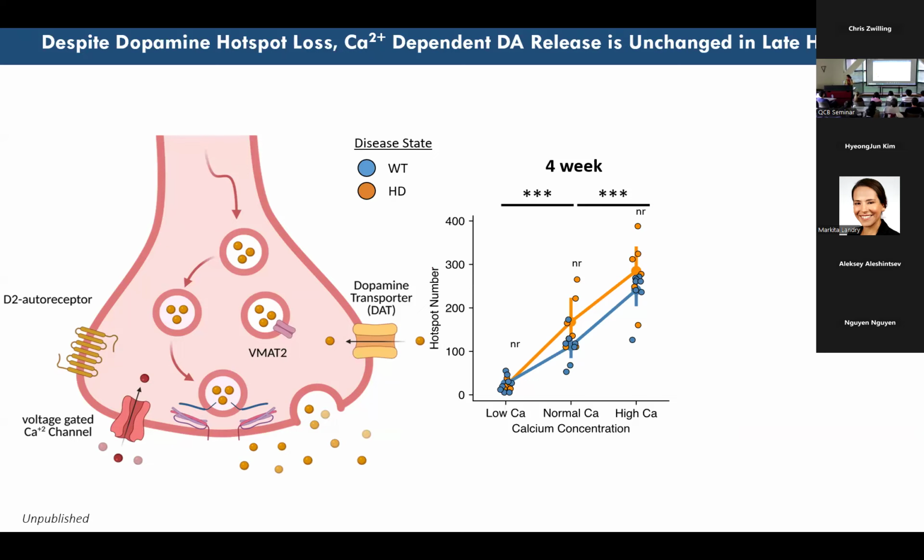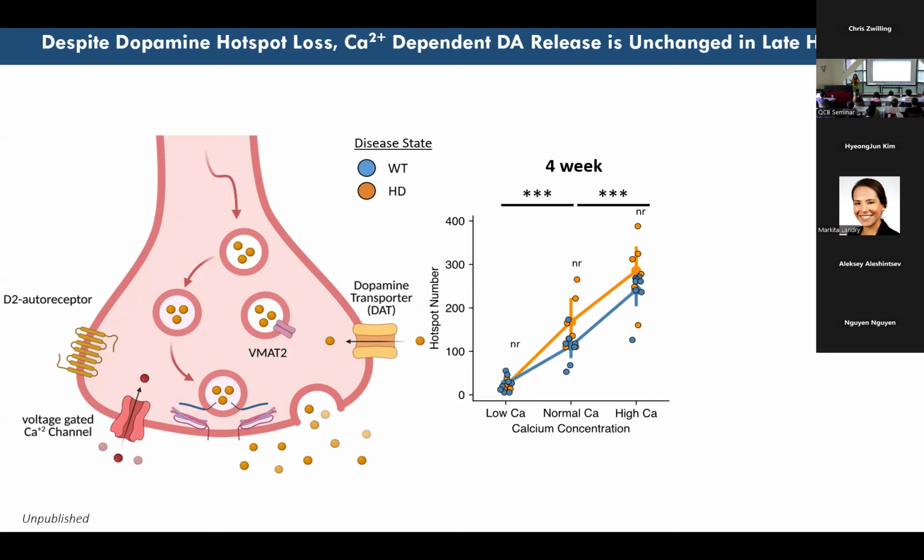Many different mechanisms. So the one we're testing here is with regards to the ability of cells to exocytose dopamine in the first place. And the way we do that is actually quite simple. We just change the extracellular calcium concentration to make cells more or less sensitive to dopamine release. So just looking at the 4-week data here, the color scheme is the same, blue being wild type, orange being Huntington's disease. As a function of calcium concentration, as expected, both of these trends are roughly linear. So the more extracellular calcium you have, the higher the chance that a cell will exocytose dopamine.